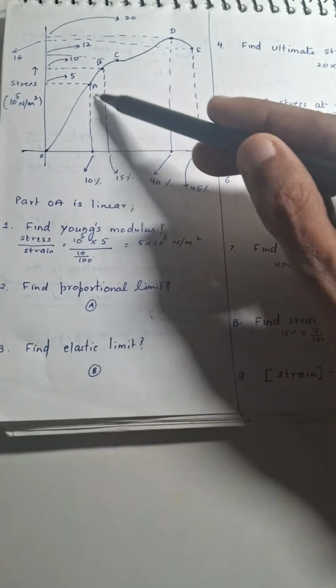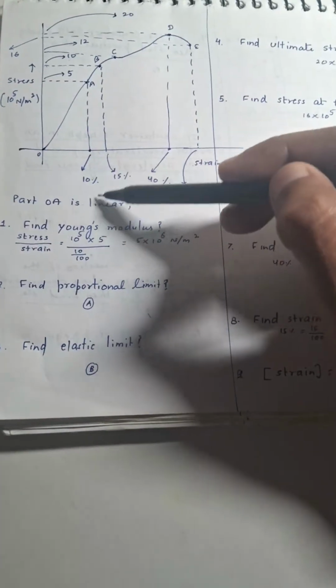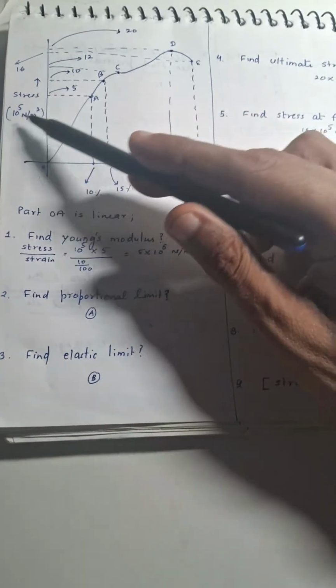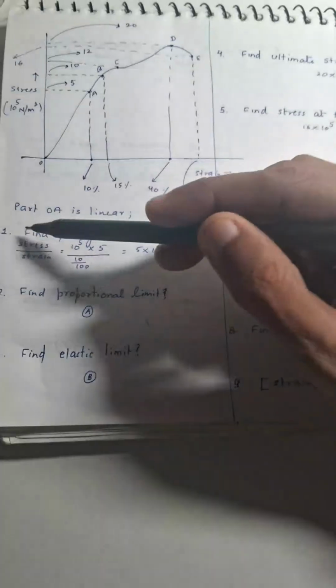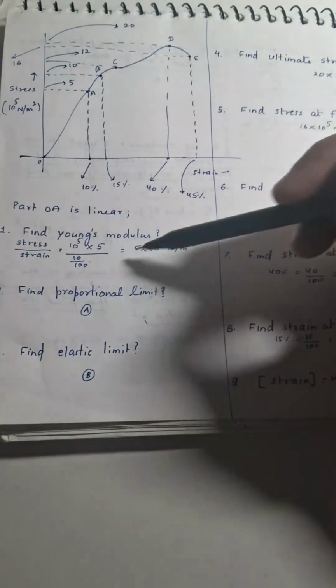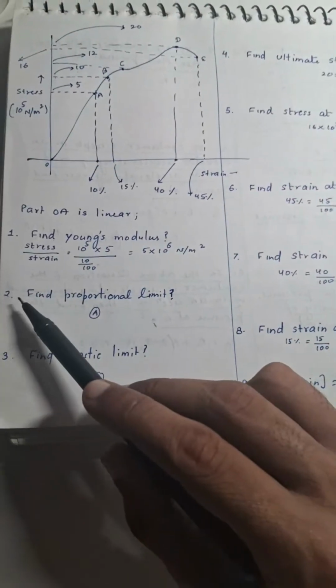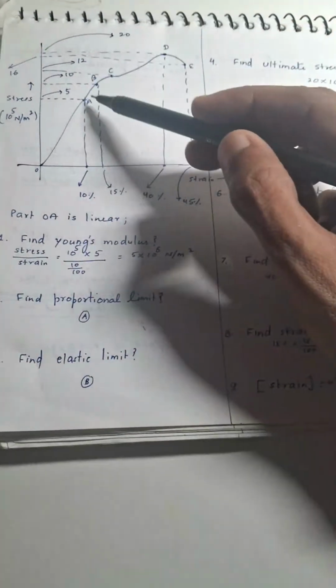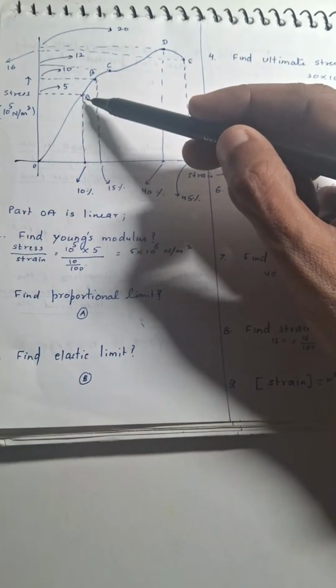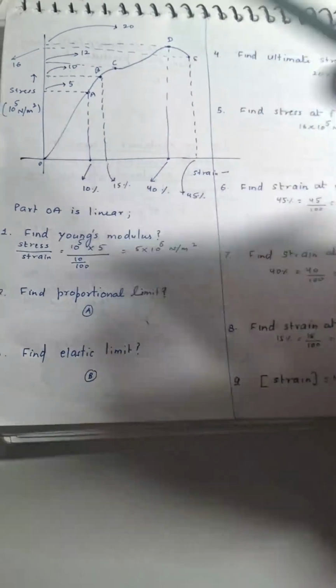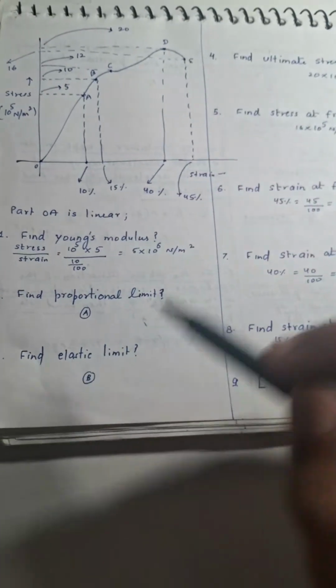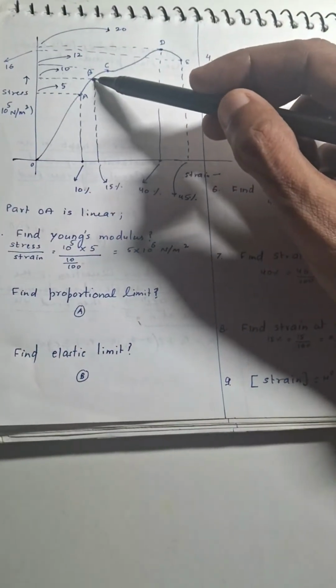So we can see that corresponding to this point, strain is 10% and stress is 5 into 10 to the power 5. So using this we can calculate Young's modulus as 5 into 10 to the power 6 Newton per meter square. Then we need to find the proportional limit. So the proportional limit is the point up to which the graph is a straight line. So it corresponds to point A. Then elastic limit. So the next higher point corresponds to the elastic limit, which is B.